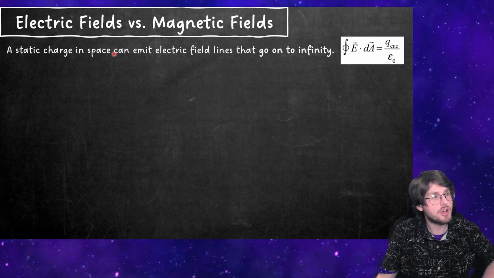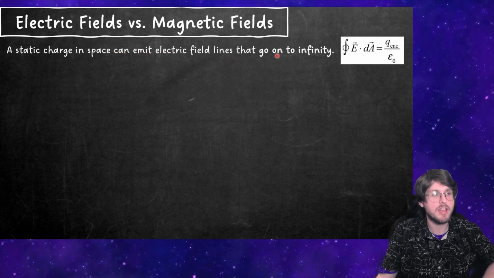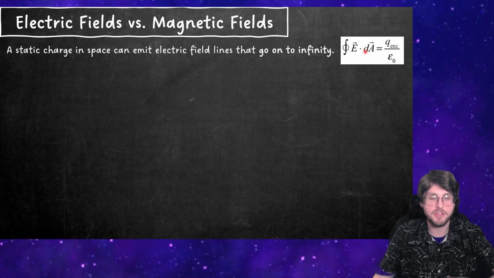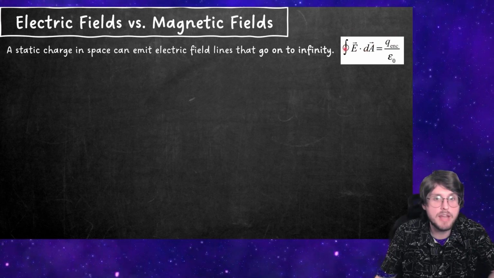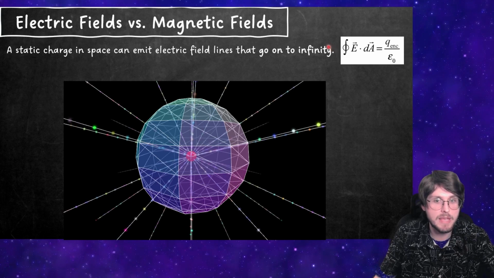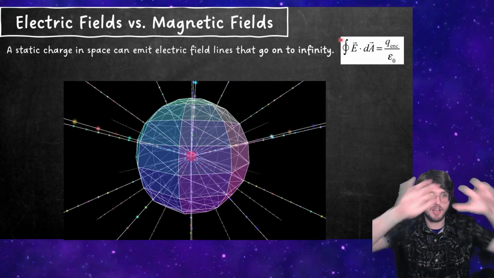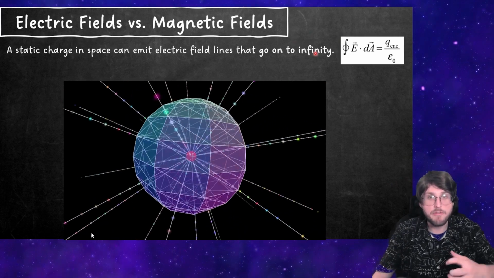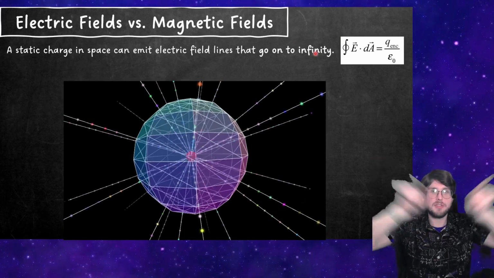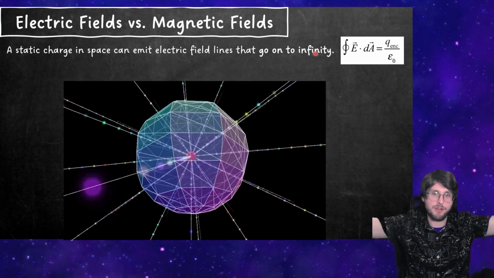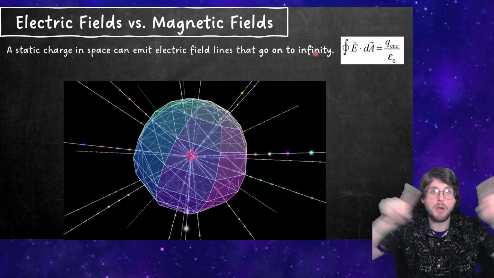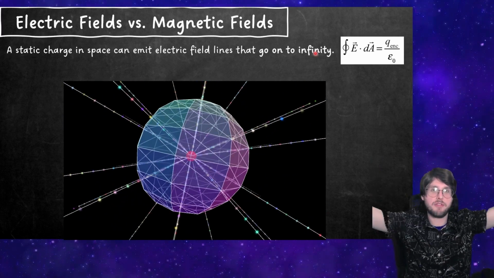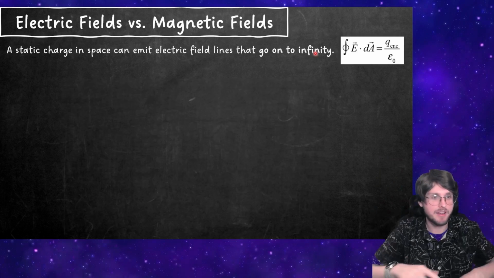we'd say that that static charge in space can emit electric field lines that go on to infinity. Now, that's what this equation over here, Gauss's law, describes. If we were to have some random positive charge located somewhere in space, and we enclose that charge in a closed surface called a Gaussian surface, then the net flux, or the collective amount of vectors exiting the surface, will far outweigh the amount of vectors going into the surface, meaning it will have lines that just exit the surface and never come back. They go off to infinity.